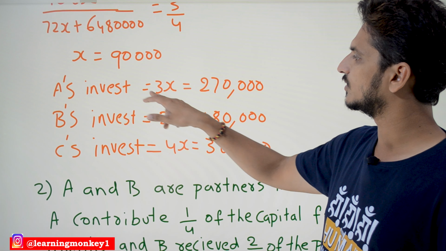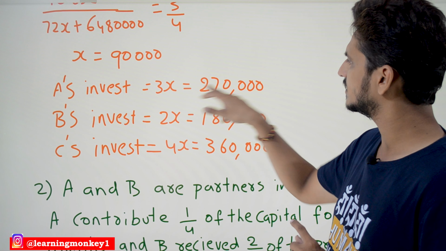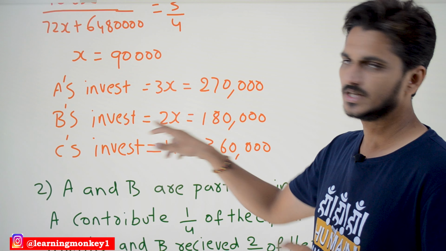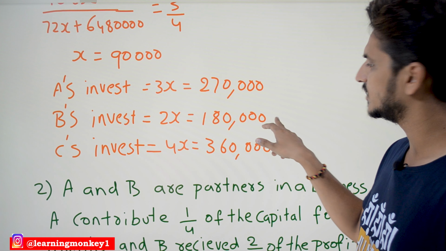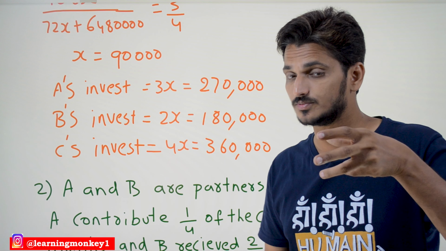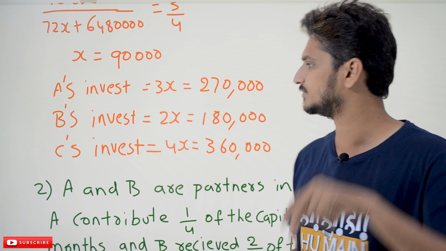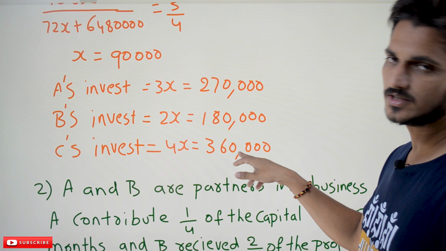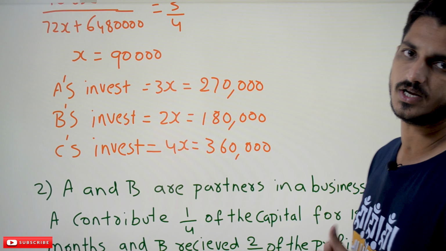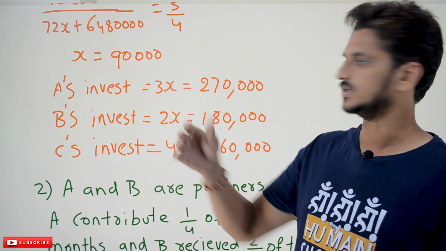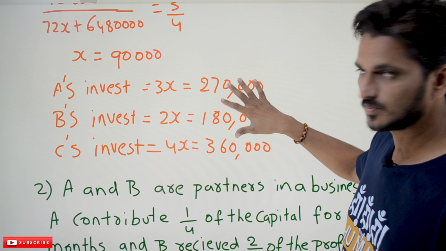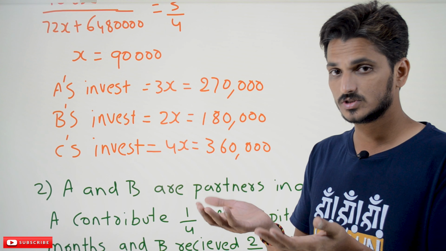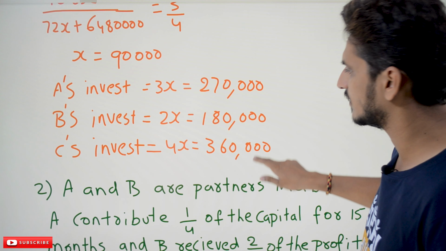A's investment is equal to 3x, that is 2,70,000. B's investment is 2x, that is 1,80,000. They are asking for initial investment, not total investment, so 1,80,000. C's investment is 4x, that is equal to 3,60,000. Exactly opposite. In the previous examples, the investments were provided and we needed to identify the profit ratios. Here profit ratios have been provided, and we are going to identify the reverse.